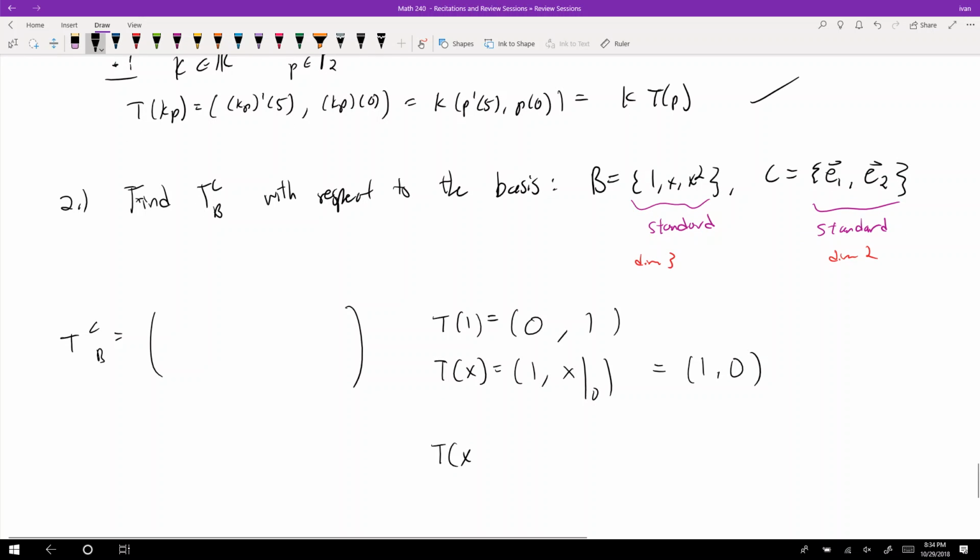And lastly, you got T of x squared. In the first place, I take the derivative of x squared, which is 2x, and evaluate it at 5. And for the second one, I just take x squared and evaluate it at 0. So this is 10 comma 0. Then, this is T of 1, this is T of x, this is T of x squared, and I get 0, 1, 1, 0, 10, 0. And since both were in the standard bases, I'm done. There's no change of basis stuff on top of this.